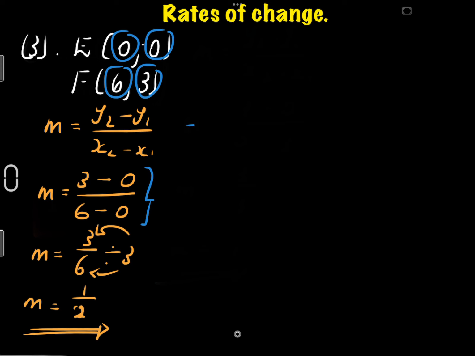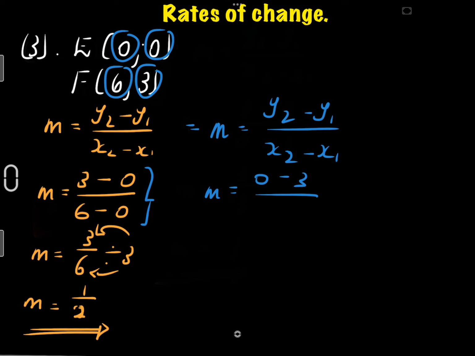So similarly, I'll just say m is equal to change of y over the change of x is equal to. So this time I'll start off with E. But remember, you always have to start with our y coordinates. So we have 0 subtract 3 over 0 subtract 6.